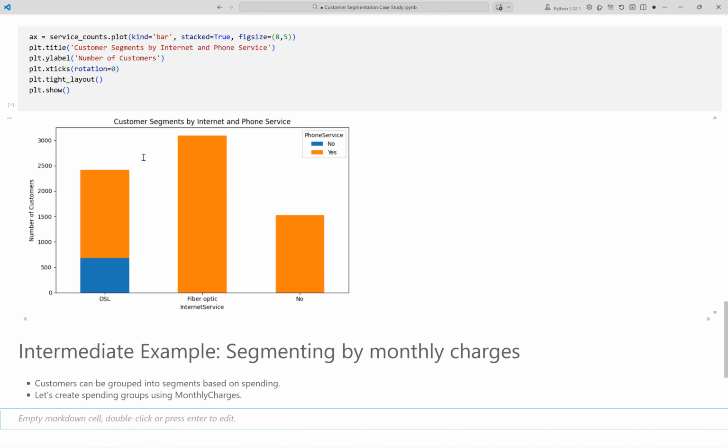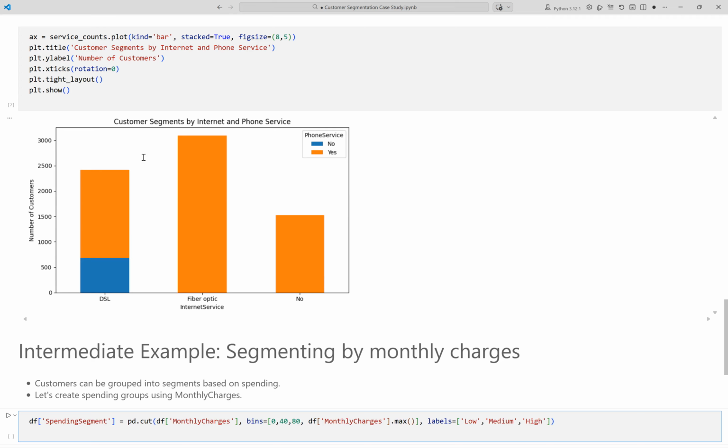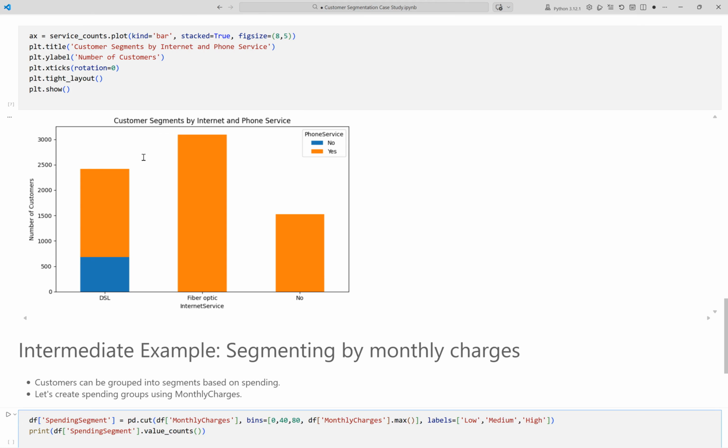We create segments based on how much customers pay monthly, labeling them low, medium, or high spenders. This is a common way for marketers to prioritize customers for promotions.